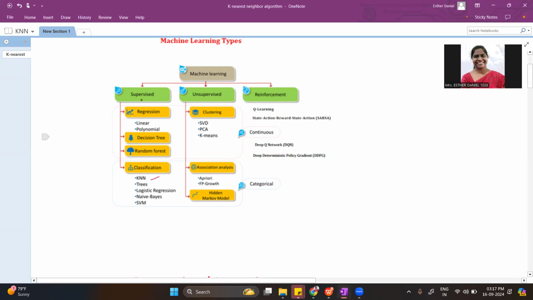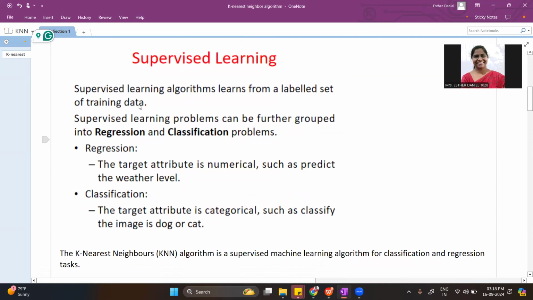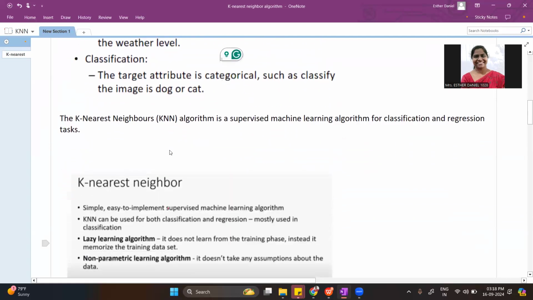And today we are going to look into the KNN algorithm. So KNN algorithm is a supervised learning algorithm because it is learning from the labeled set of training data. And supervised algorithms can be classified into regression and classification, where in regression, the target attribute will be a numerical value, and we try to predict, for example, the weather level or the number of items sold. For classification, the target attribute will be categorical, and this helps us to classify whether the given object is a fruit or a vegetable, cat or a dog, etc.